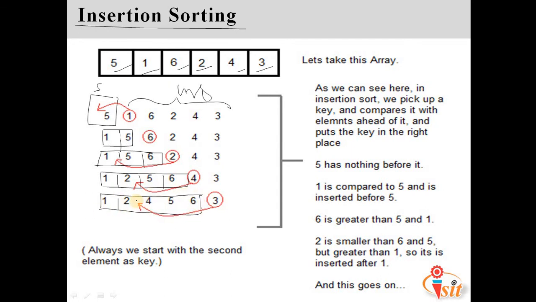Now 1, 2, 4, 5, 6 we are calling the sorted list and 3 we are calling the unsorted list. So we need to insert the 3 into the sorted list. 3 is less than 6, 3 is less than 5, 3 is less than 4 and 3 is greater than 2. It means that in between 2 and 4 we need to insert the 3.